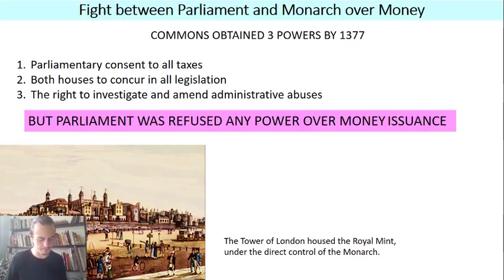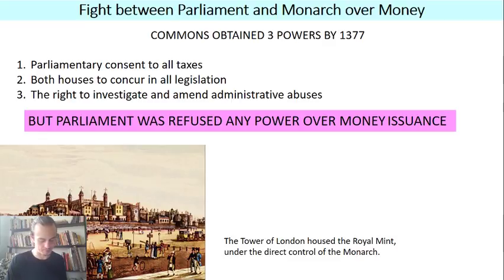Under Edward III, 1326 to 1377, the Commons obtained three powers: parliamentary consent to all taxation, the requirement that both houses concur in all legislation, and the right to investigate and amend administrative abuses. You can see the beginnings of our division of powers in our government, the judicial and legislative.